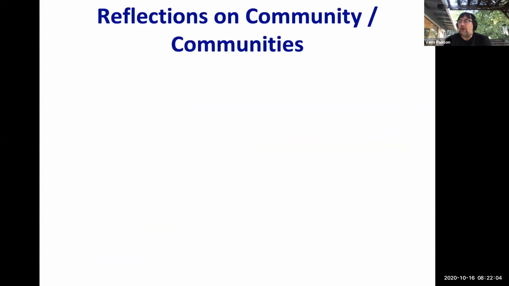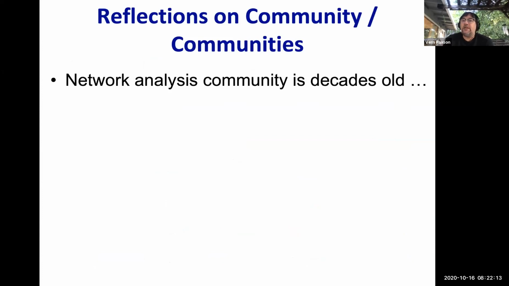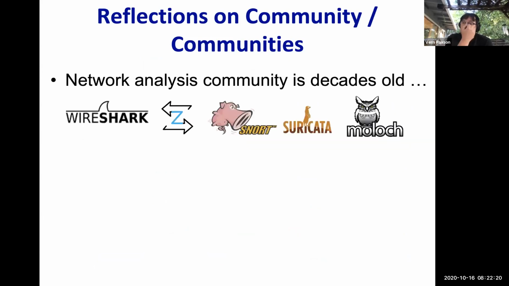So let me finish my part of this presentation reflecting on community. Our community, as I sketched at the beginning, it's old. We've been around decades, and there's a bunch of open source projects focused on network analysis in various ways that go back a long ways, and are widely used by practitioners all around the world.